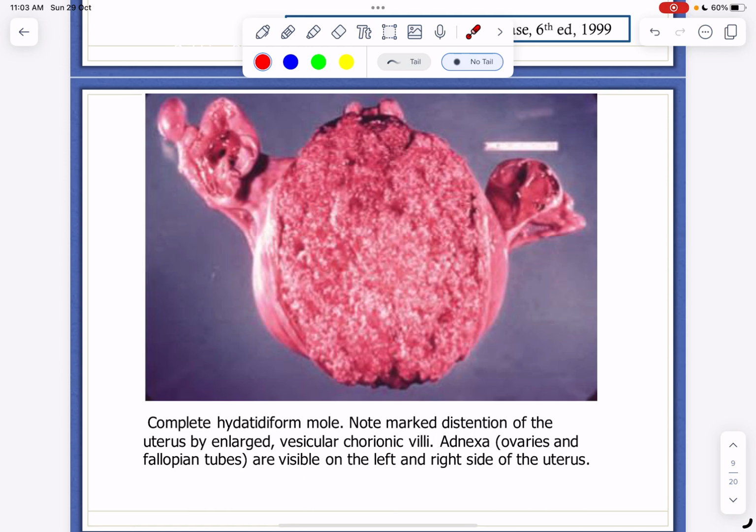Let us see, this is the uterus, bisected and opened. This is the ovary, and this is the fallopian tube, and the uterus is filled with this abnormal placental tissue, hydatidiform mole, with vesicles that we see grossly. I saw many of these hydatidiform moles in my lab, and I saw vesicles like grapes.